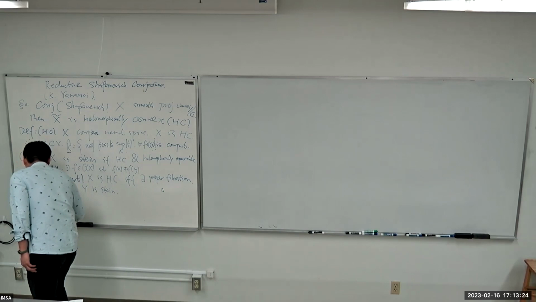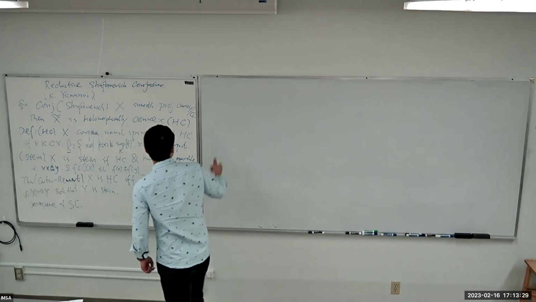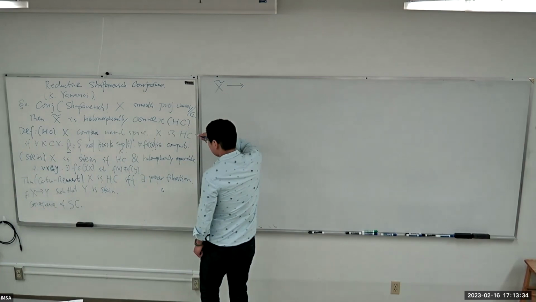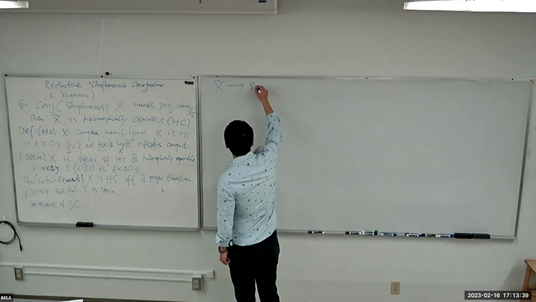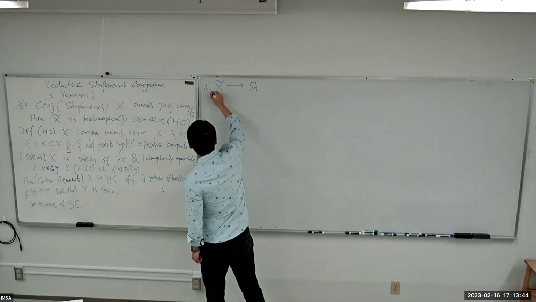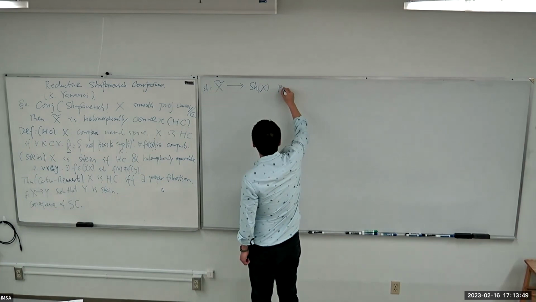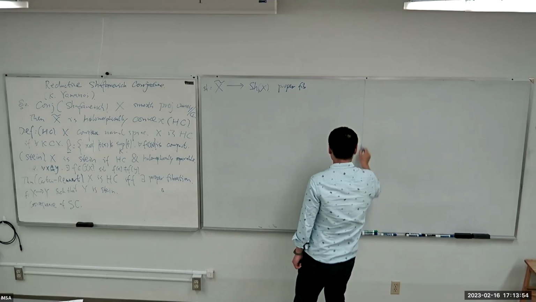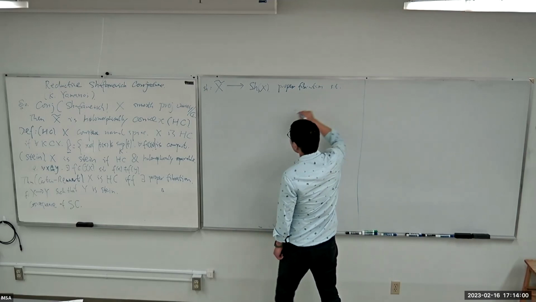Consequence. So assume the Shafarevich conjecture. What do we have? Assuming it's true, then we know that the holomorphic universal covering, by the Remmert reduction theorem, there is a proper fibration, the Remmert reduction, from the universal cover X tilde to a Stein space. So this is a proper fibration, such that the image is Stein.